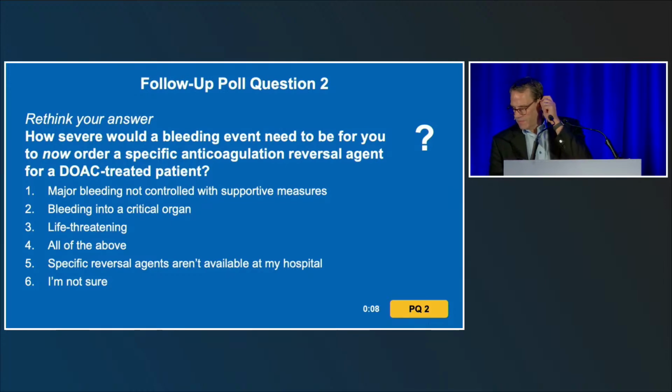All right, how severe, this is, what's major bleeding? I think we've been over this a few times. Is it what would require a reversal agent, which of course the answer is major bleeding, or a critical organ, or life-threatening, or all of the above, and then the answers below if you haven't been listening.